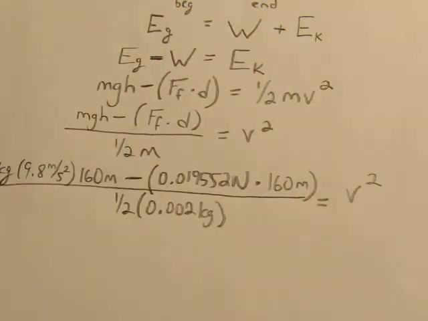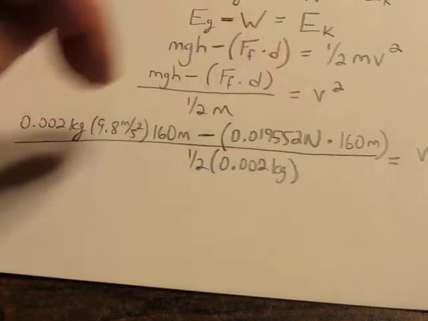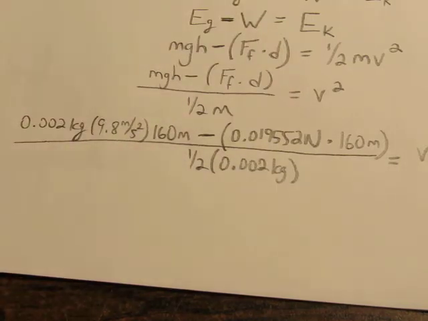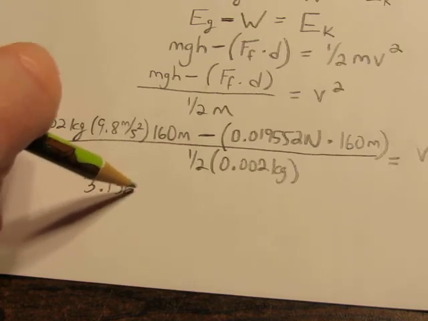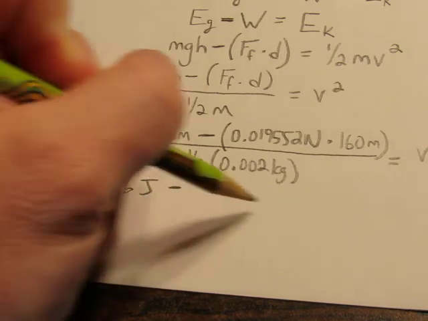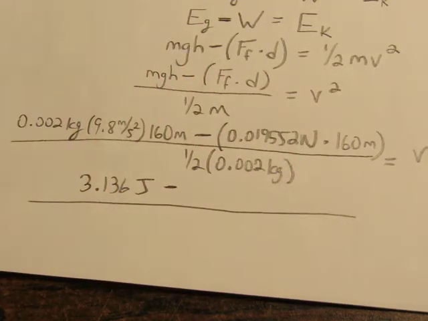But actually, and I don't usually do this, I'm going to write another line below this one just to show you the two energies on top as numerical values. So let me calculate the first energy, the gravitational energy. That comes out to 3.136 joules. So that's how much energy there was in the beginning at the top of the tower. The friction coming off of this is going to cause heat energy.